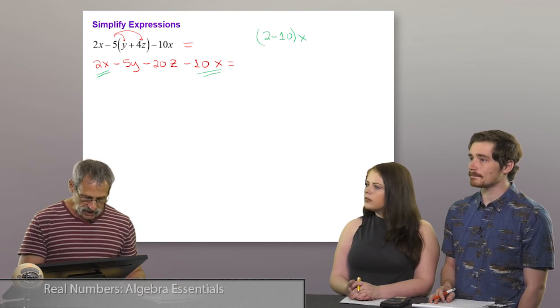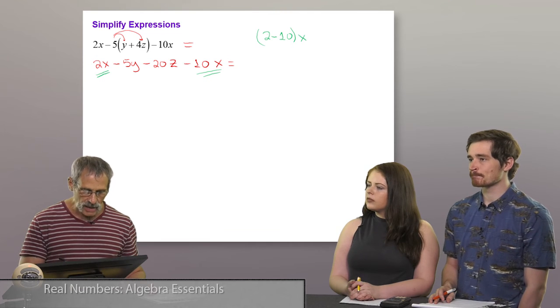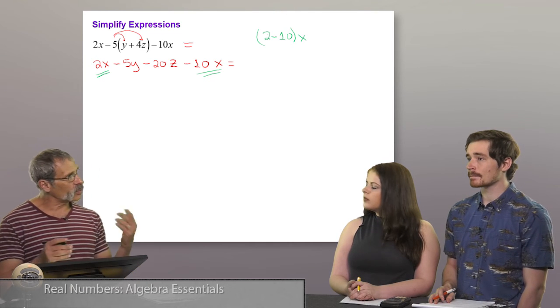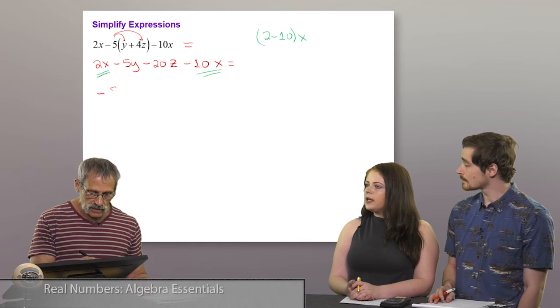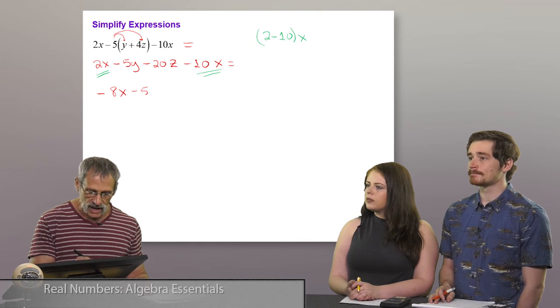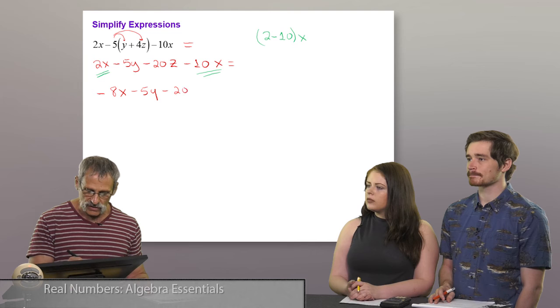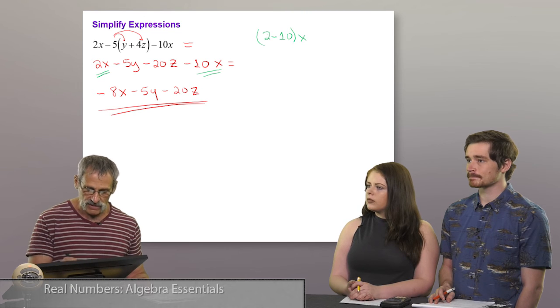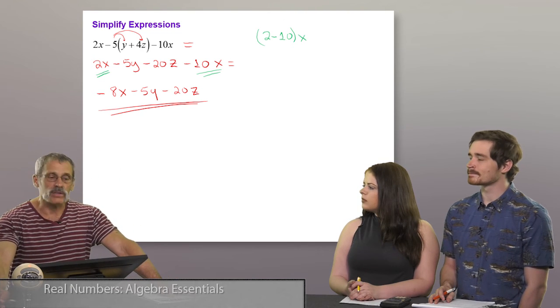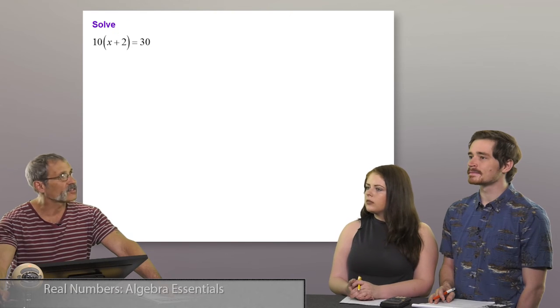So I'm driving at what? I'm driving at the fact that my next step is to take 2x minus 10x. This will give me -8x. Very good, minus 5y minus 20z. There's my simplification.